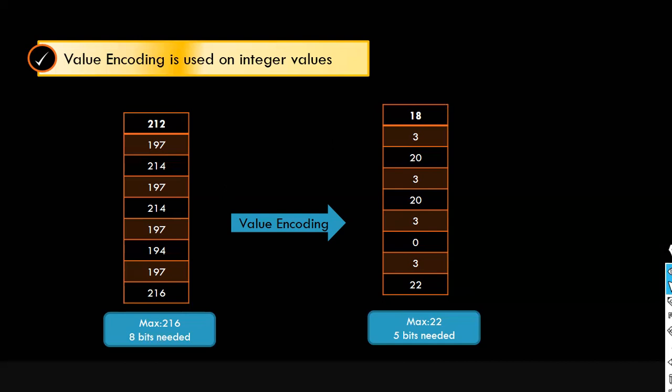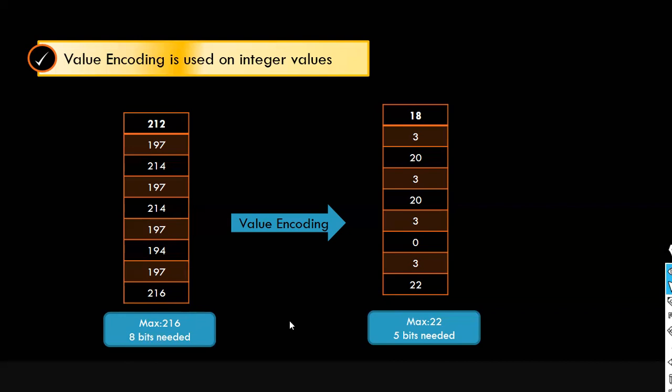So what is the difference here? Here the maximum value is 216, and in this case it requires 8 bits to store the data. Whereas here, what is the maximum value? 22. Only 5 bits are required here. Storing numbers up to 22 requires fewer bits than storing numbers up to 216. It's pretty common sense, right?